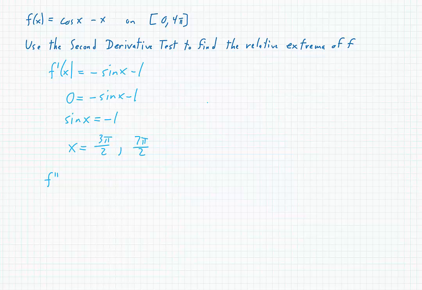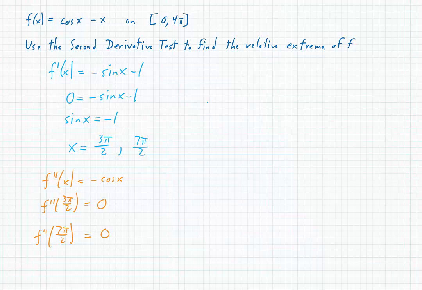The second derivative, let me do that in a different color for you here, is going to look like negative cosine of x, and that's going to be it. So we're going to be interested in f double prime of 3 pi over 2 and f double prime of 7 pi over 2. Well, negative cosine of 3 pi over 2, that's going to be 0. And negative cosine of 7 pi over 2, that's also going to be 0.